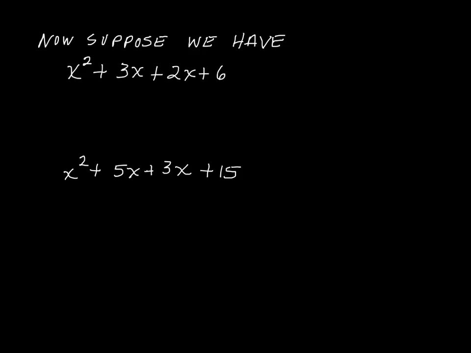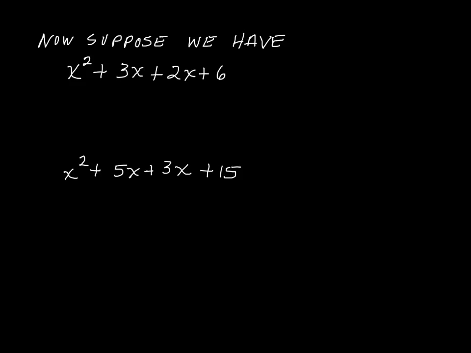Now, look at this. Suppose we have this 4-term polynomial, x squared plus 3x plus 2x plus 6. Now, notice that the two middle terms are both x terms. But I don't want you to combine them. I want you to see that separated like this, it makes 4 terms. If we combine them, it'll be 3 terms. I want to leave it as 4 terms, and then let's group them.